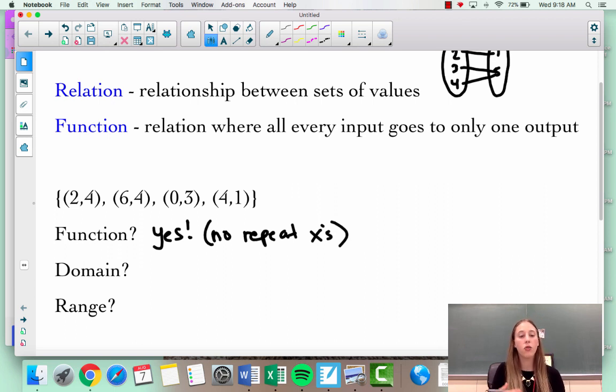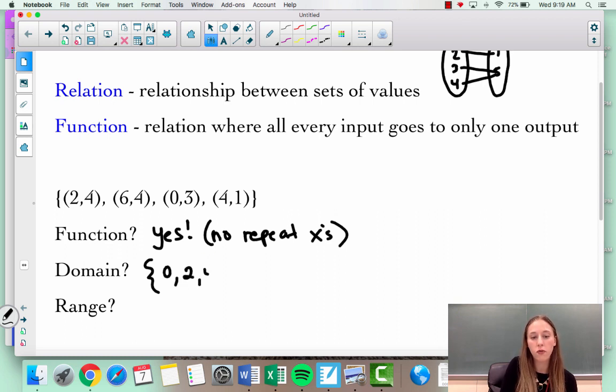Okay? Now, the domain and the range, these are going to be very important the entire semester. The domain is all of the x values. So if I want to list those x values, I would normally put them in order, but it doesn't really matter. So the lowest one is 0, 2, 4, and 6. So that is my domain.